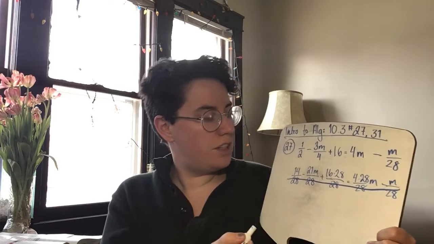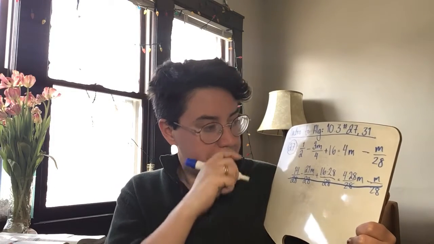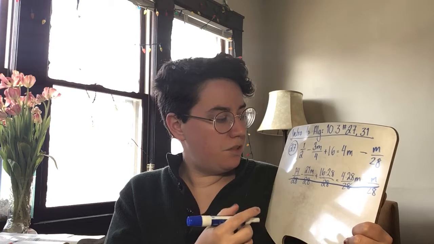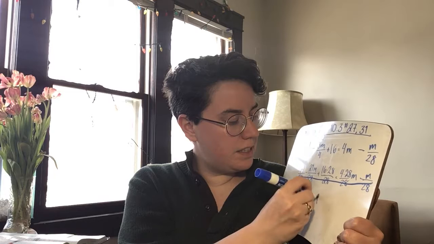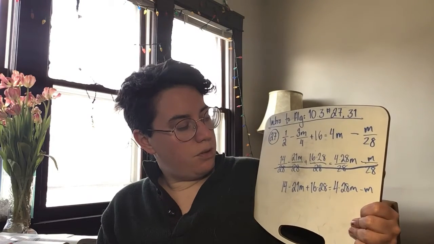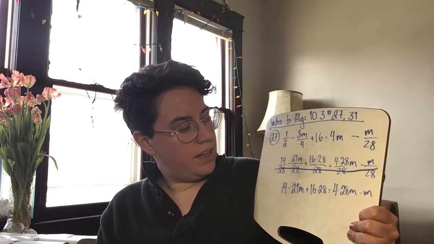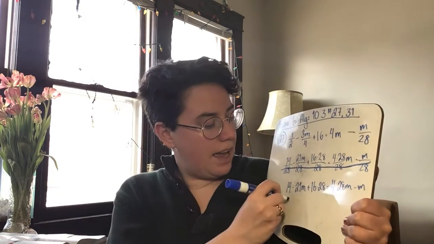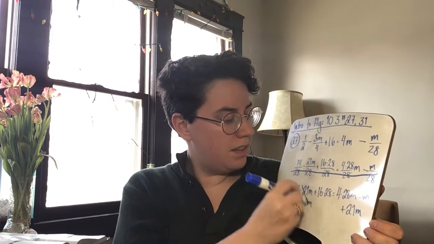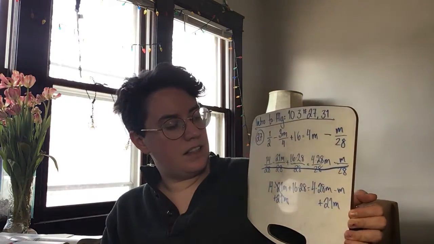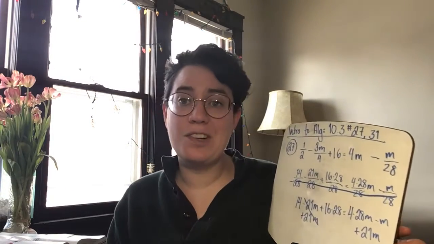Multiply by 28 on all sides. That's going to simplify. And so then I have 14 minus 21m plus 16 times 28 equals 4 times 28m minus m. So first thing I'm going to do is add the 21m so that all my m terms are on this side. And I'm seeing if I see anything that's going to simplify nicely. And it looks like, unfortunately, it's not going to, and I'm just going to have to do that multiplication.